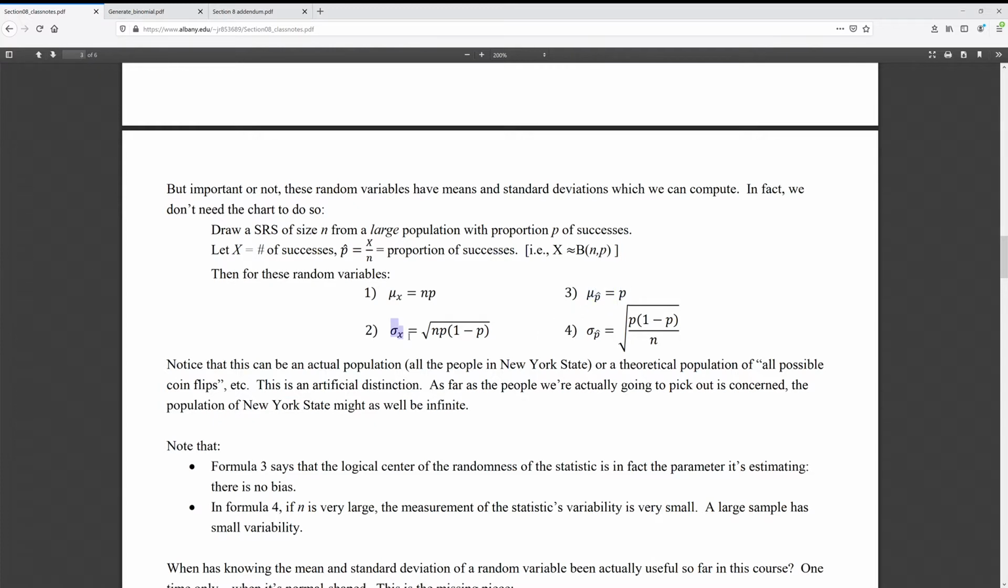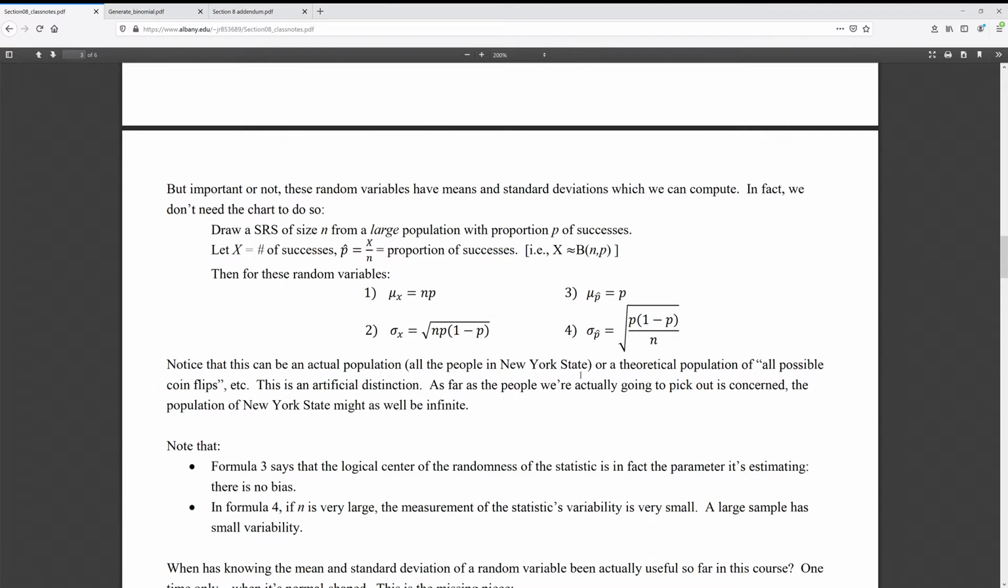Standard deviation, remember, is average distance from that center. You don't have an awful lot of instinct for it. But for the count, it's the square root of n times p times 1 minus p. That is, n times p times 1 minus p, square root the whole thing. And for the standard deviation of the sample proportion, it's p times 1 minus p over n, square rooted.